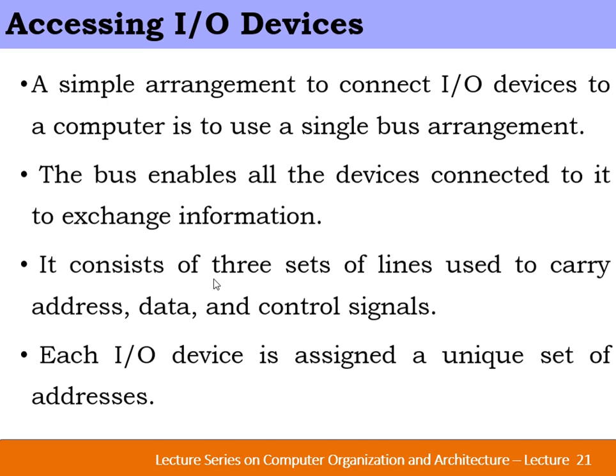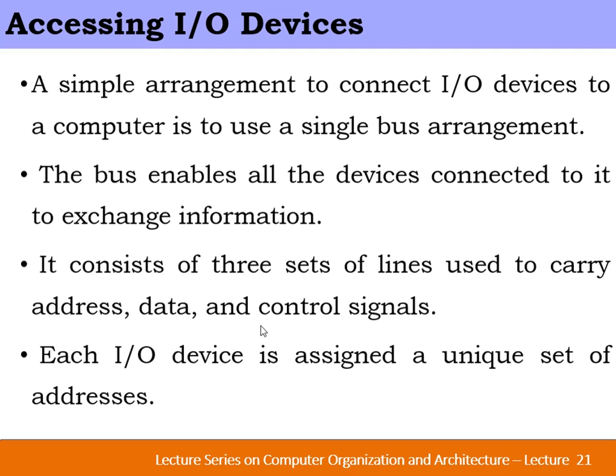Normally the bus will consist of 3 sets of lines, which carry 3 different types of information: address lines, data lines, as well as control lines. The address lines, or address bus, are used to carry the address information. Data lines are used to carry the relevant data, and the control lines are used to carry the control signals.